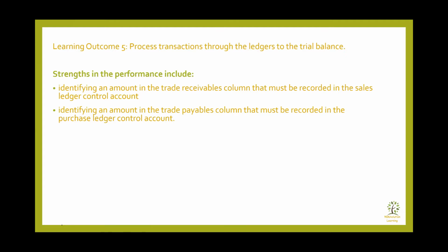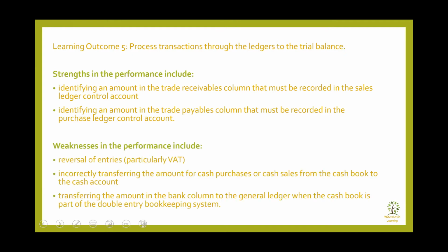They let us know that this is covering learning outcome 5, which is process transactions through the ledgers to the trial balance. And they also say there are some strengths that these students are demonstrating in this task. First one being identify an amount in the trade receivables column that must be recorded in the sales ledger control account, and likewise with the payables column and being recorded in the purchase ledger control account. So those are the areas where students are finding this to be easier. But there are other areas where students are finding it to be difficult.